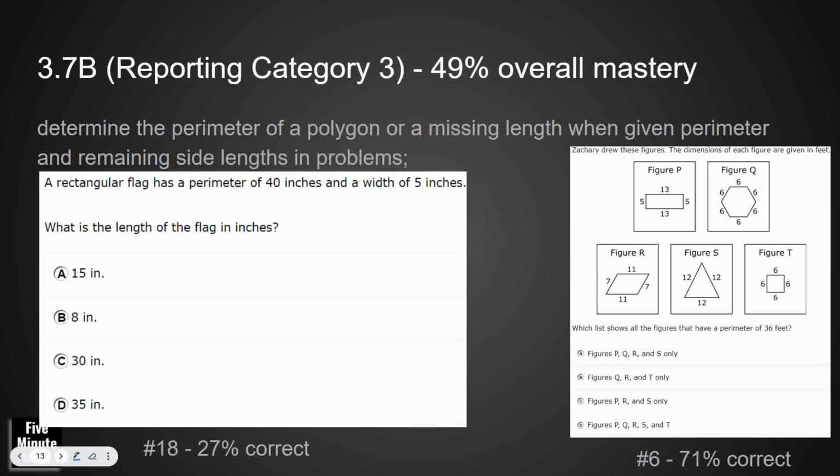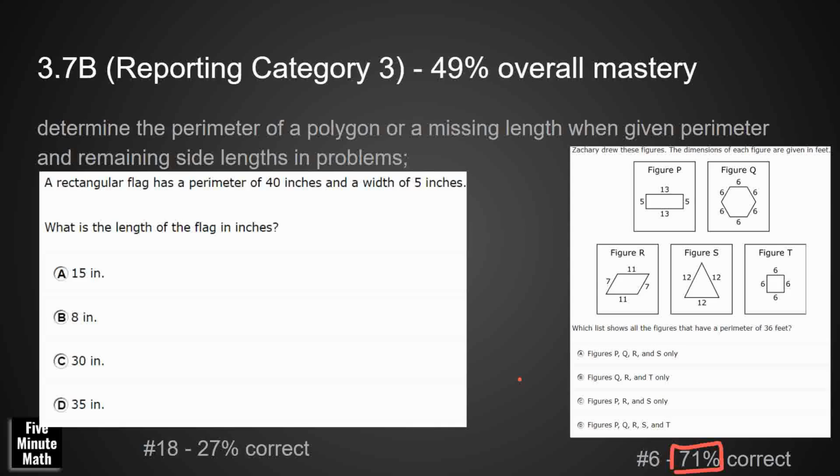So next, we are looking at 3.7b. This is reporting category 3, only 49% overall mastery. And so we are determining the perimeter of a polygon when given a missing side length, or you have a different polygon other than a rectangle. And obviously, take a look at our items there.